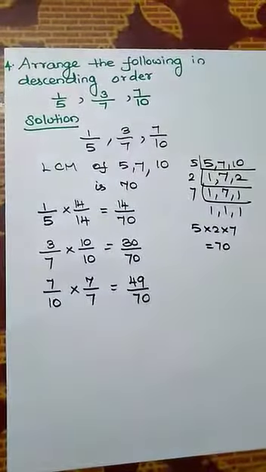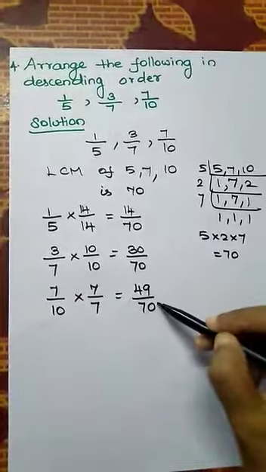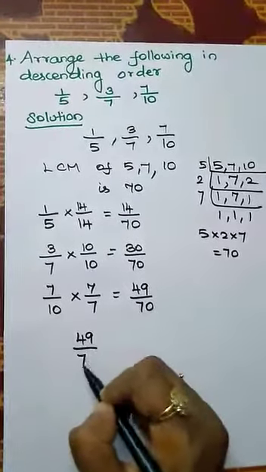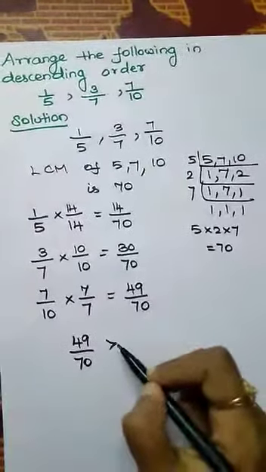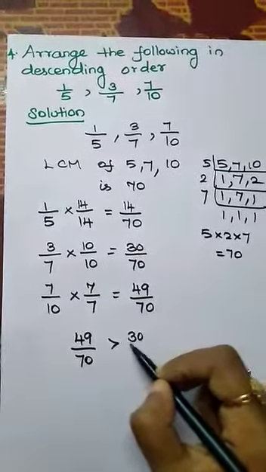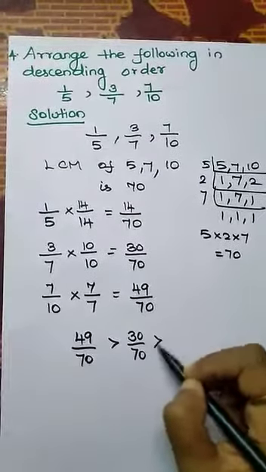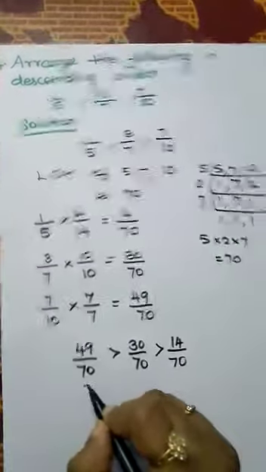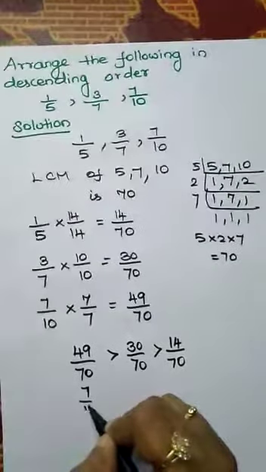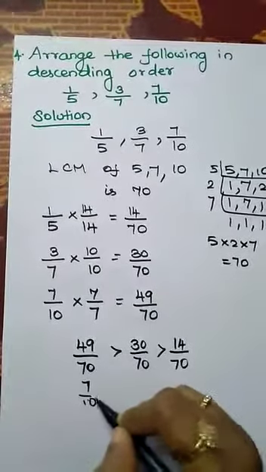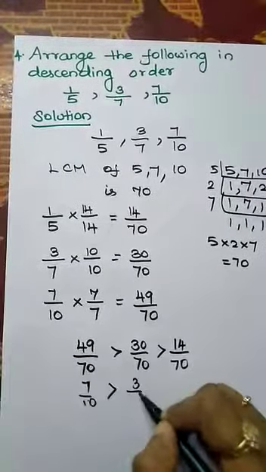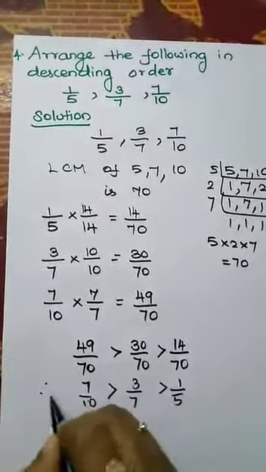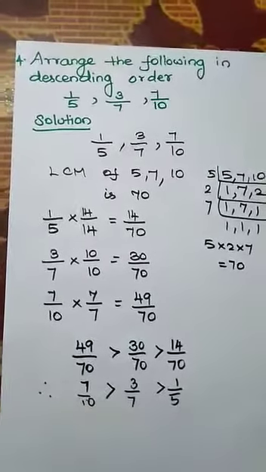We have three numbers, 14 by 70, 30 by 70, 49 by 70. First choose the greatest value, that is 49. So 49 by 70. Next we write 30 by 70. Next we choose 14 by 70. But what is our actual question? That is 7 by 10. Next 3 by 7. The next value is 1 by 5. Therefore, 7 by 10 is greater than 3 by 7 is greater than 1 by 5. That's all.